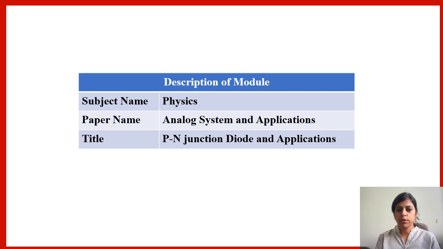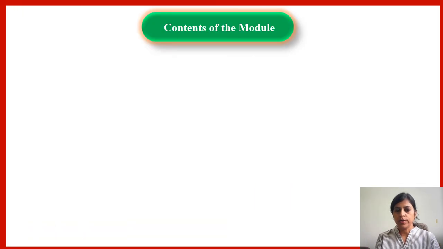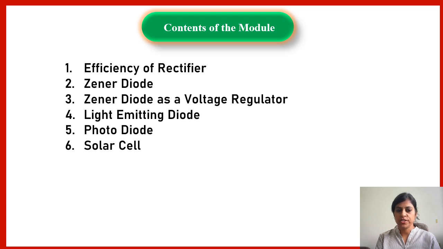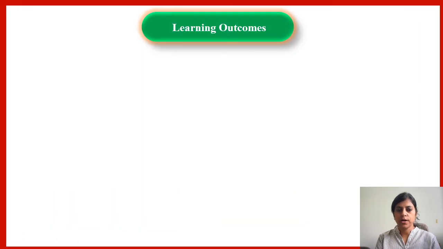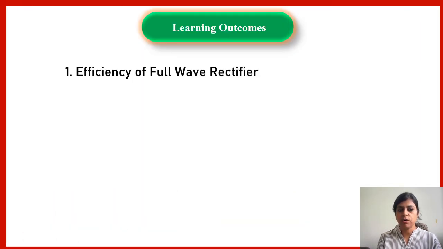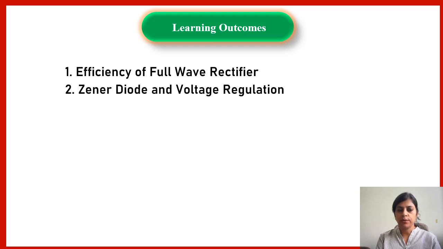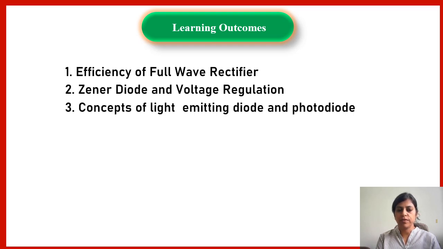The description of the module is as such. The name of the paper is Analog System and Applications and the title is PN junction diode and applications. The contents of the module are efficiency of rectifier, Zener diode as voltage regulator, light emitting diode, photodiode and solar cell. The learning outcomes from this module are efficiency of a full wave rectifier, Zener diode and voltage regulation, concepts of light emitting diode and photodiode, and solar cell.